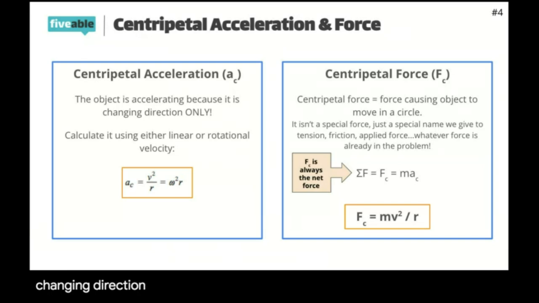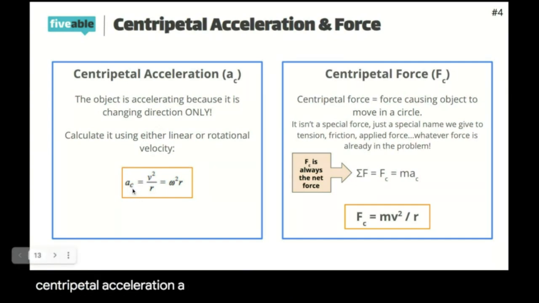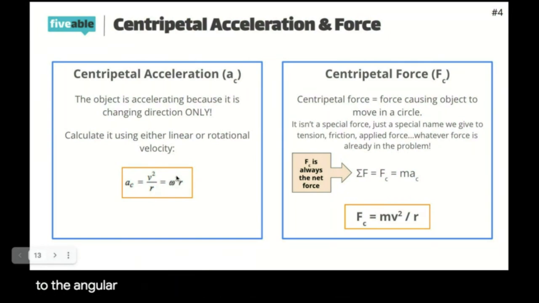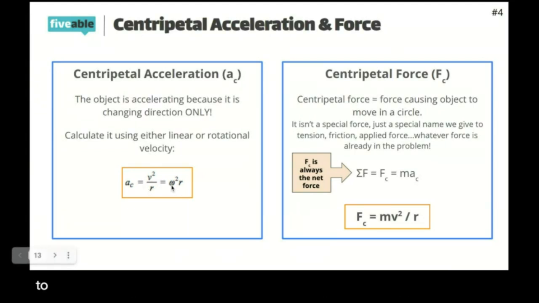There's a formula that we can use to calculate it. It's on your equation sheet. We symbolize centripetal acceleration a sub c, and it's equal to the velocity of the object squared over the radius of the circle, which is equal to the angular velocity squared times the radius. You can use the relationship between the linear and angular velocity to go between those.